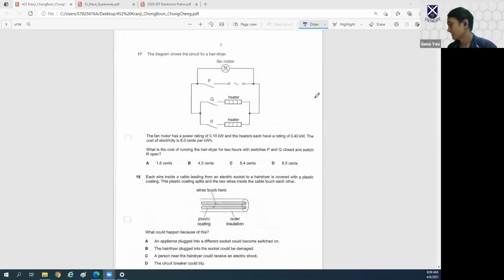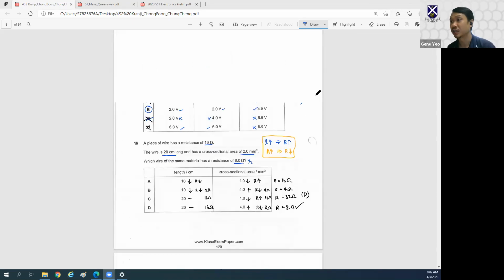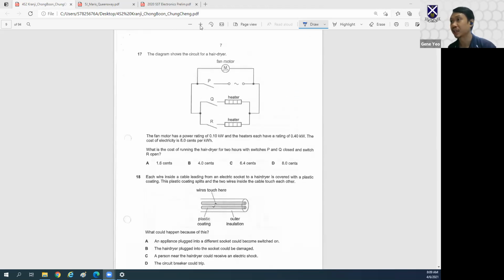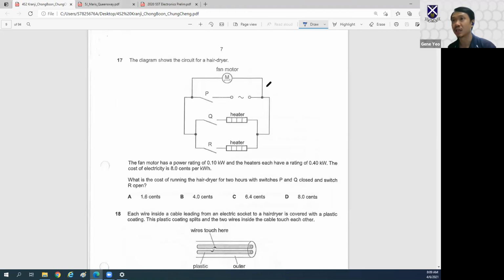Okay, so the last time we stopped at question 16. Today we are going to go on to question 17, okay? This is the Kranji paper. So get the Kranji paper out and hopefully you've done it. If you have not, it's okay. Well, not okay, but just follow along and try to keep up as we go through the paper, okay? Okay, so question 17.